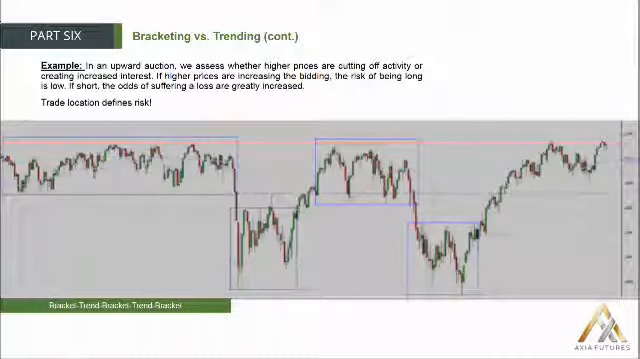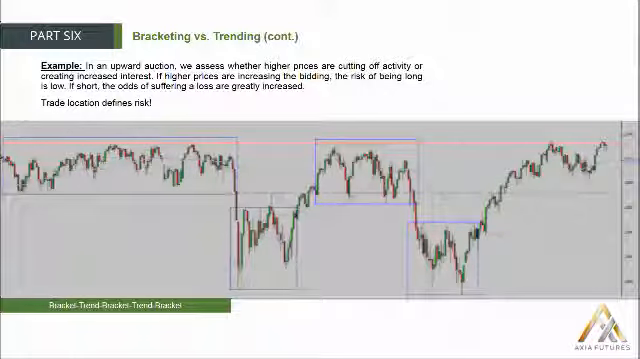And then again, note how once we take out that area, we get initiative again from the sellers until they run into responsive buys, et cetera, et cetera. So this continues to occur over a period of time. What I want to point out and illustrate to you is trade location, and we're going to talk a lot about trade location in the coming slides. Trade location defines our risk.